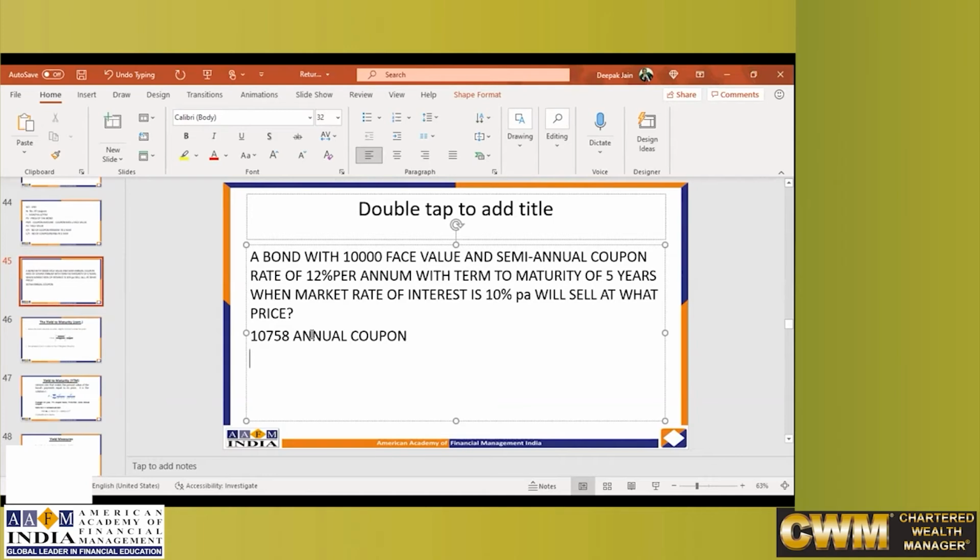FV is 10,000, because 1200 would not be paid once, it would be paid 2 times in a year. So 600 after every half year. So PMT is 600, future value is 10,000.